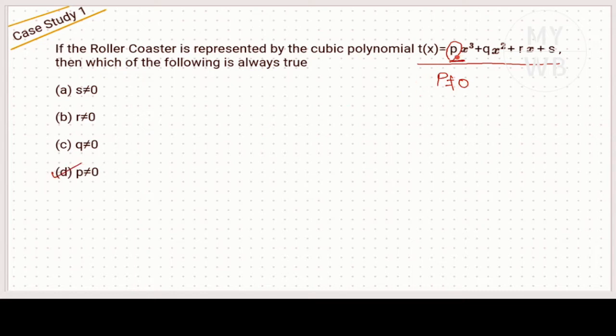If p is 0, then the entire term will vanish and we will have only qx square plus rx plus s. So it will be just a quadratic polynomial and not a cubic polynomial.